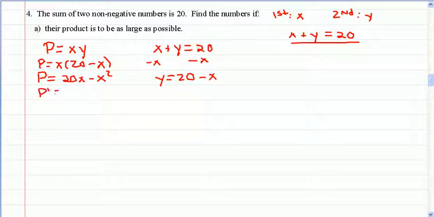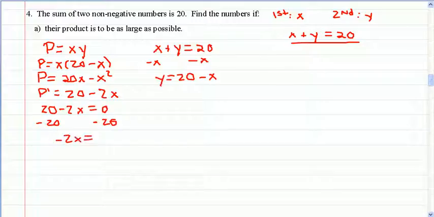so that p prime is equal to 20 minus 2x, and if I take 20 minus 2x and set it equal to 0, minus 2x equals negative 20, and divide by negative 2, x is equal to 10. So to make sure that this is a maximum, because we want the product to be as large as possible, I want to take the second derivative, and the second derivative is just negative 2, which means that it's concave down, so therefore 10 is a maximum.